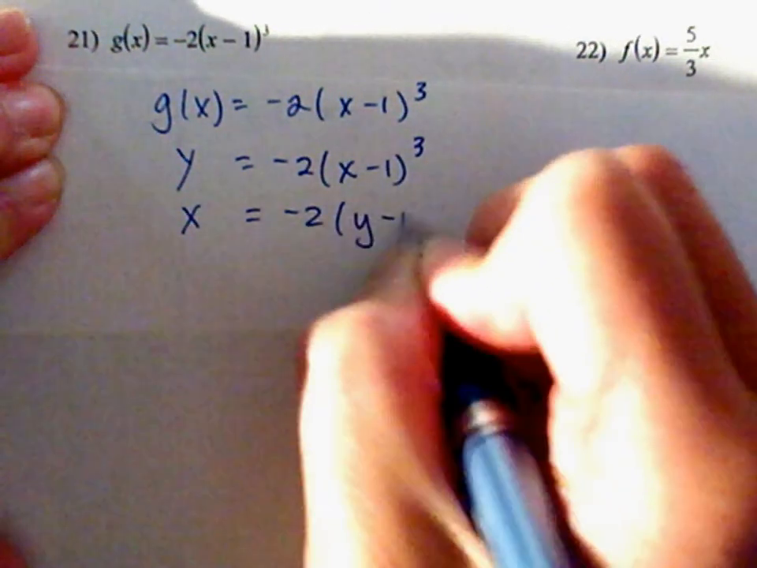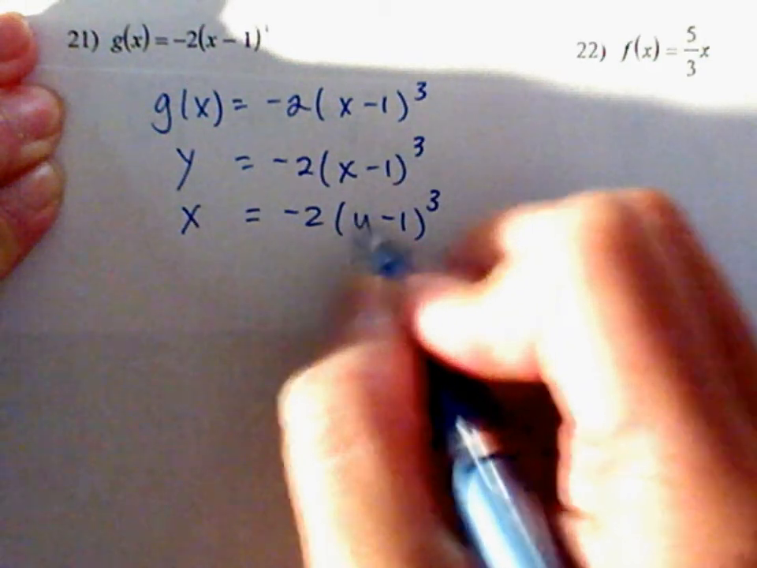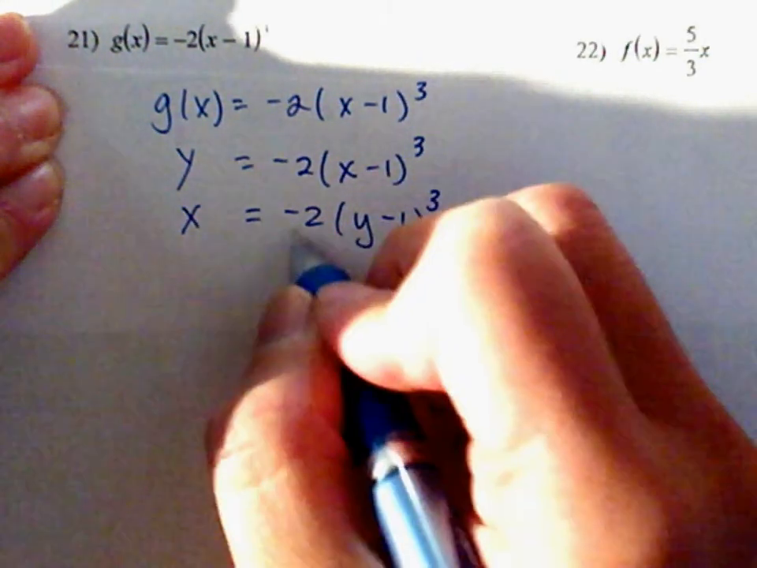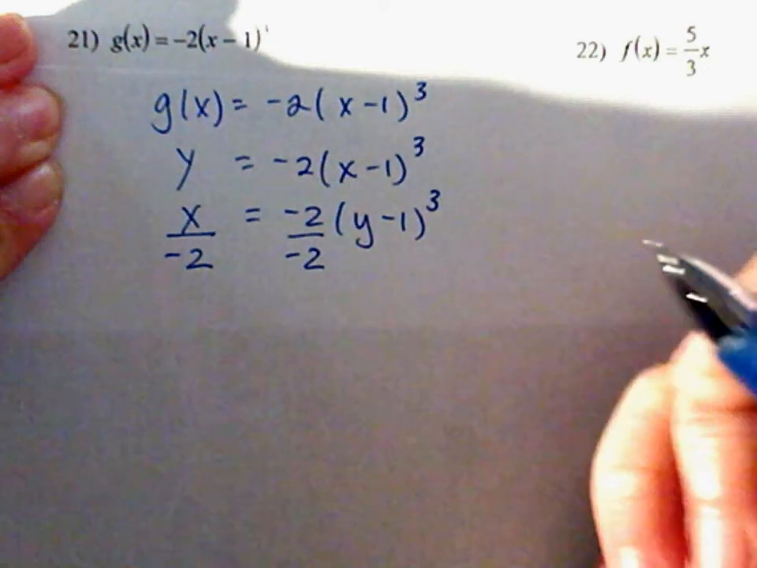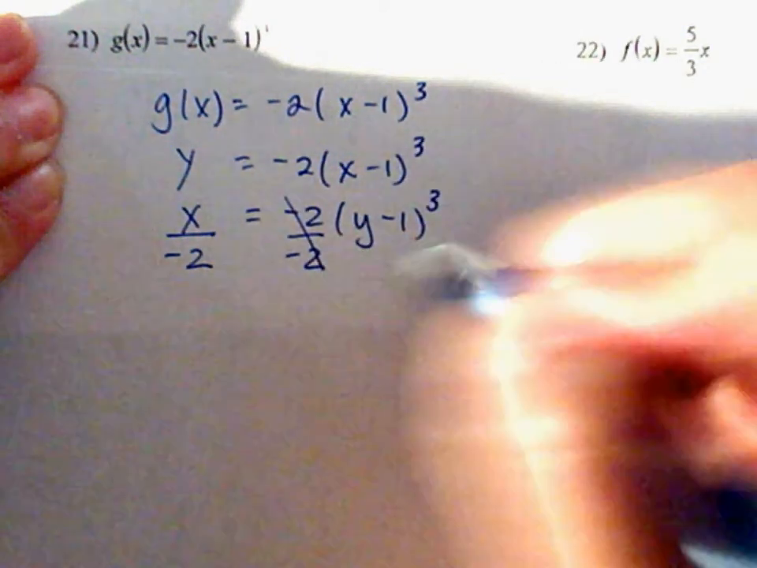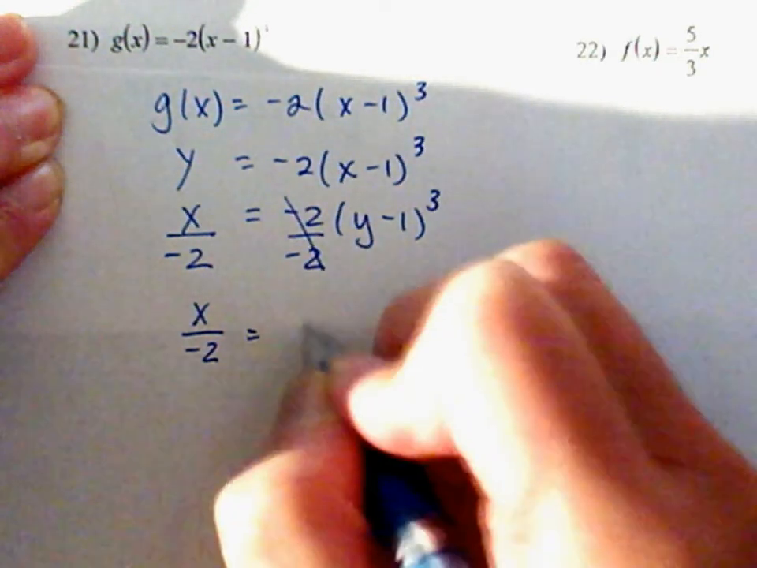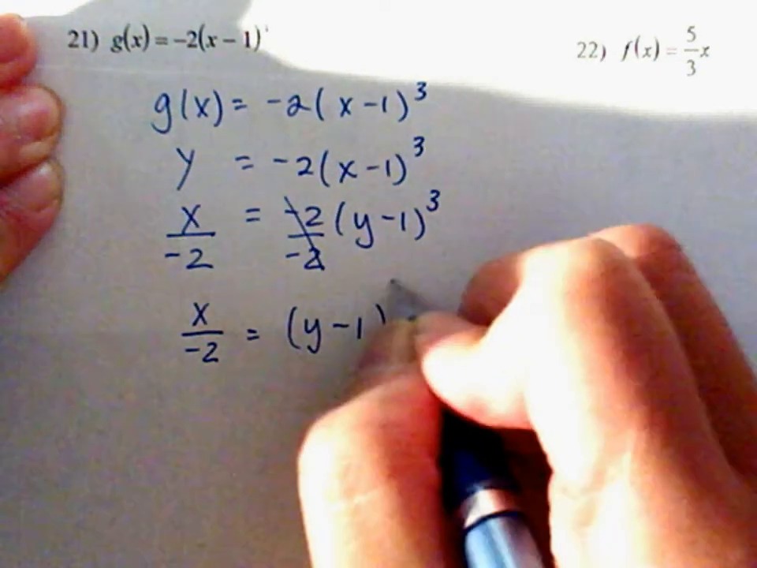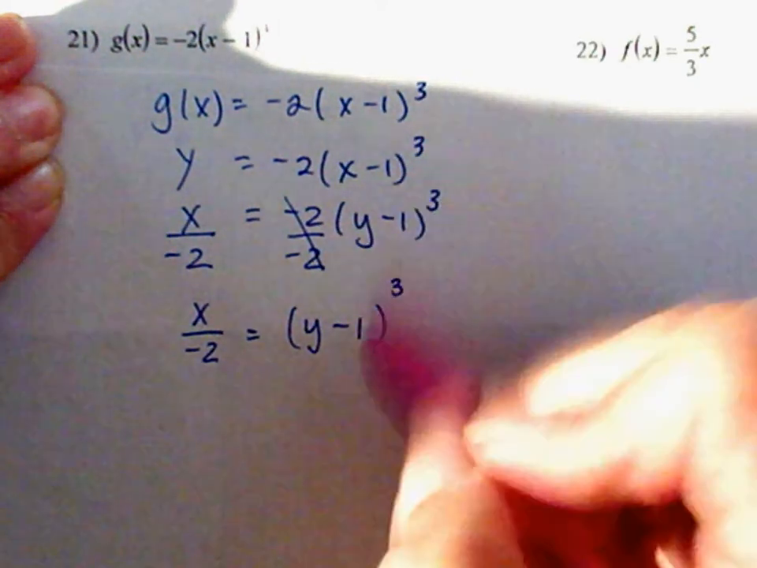Switch your x and your y. I'm actually going to put my hand over that. It seems to show you guys a lot better. Okay, solving for y. You don't take care of the cube first, you get rid of this first. So minus 2, divide by negative 2. Cancel. So you have x divided by negative 2 equals (y minus 1) cubed.